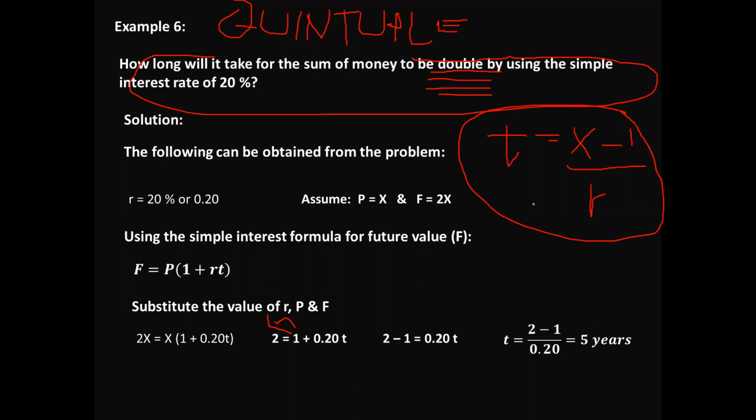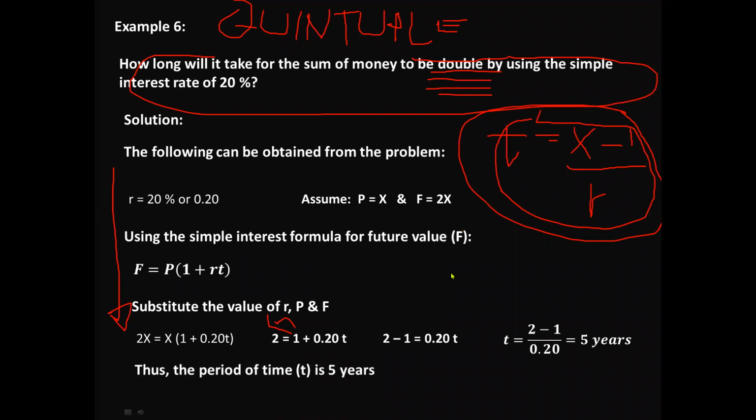Ito na yung shortcut. Hindi na natin pinahirapan pa katulad ng ginawa natin dito. And you know what? This is not written from any book na babasahin ninyo kahit na English author yan. Ito is diskarte lang yan. Improvise yan. So let us proceed. As the period of time is equal to 5 years. So yan ang sagot natin sa problem number 6.